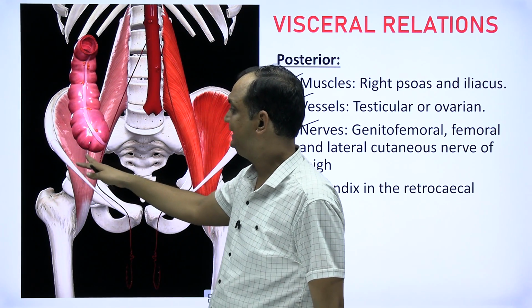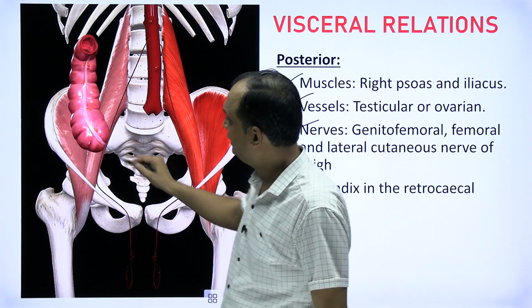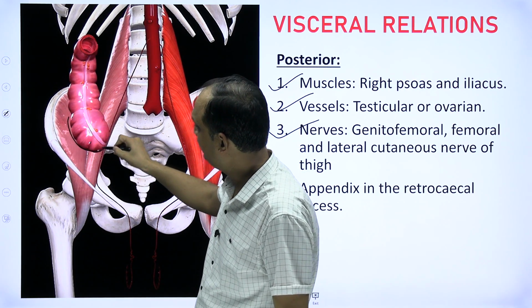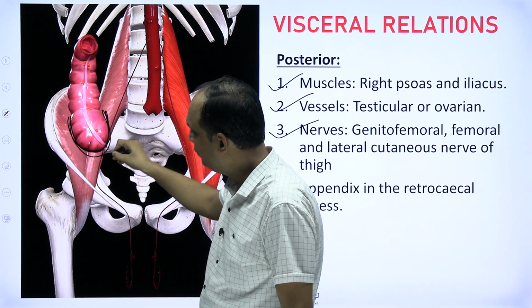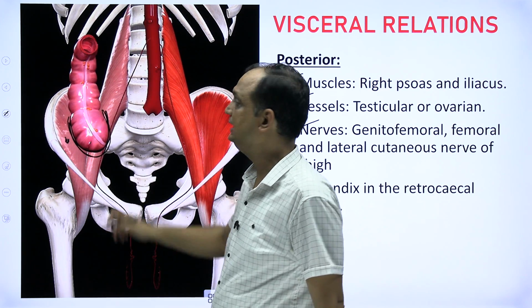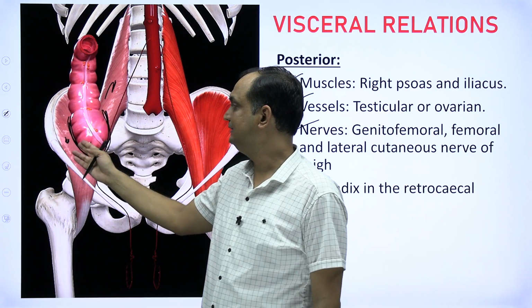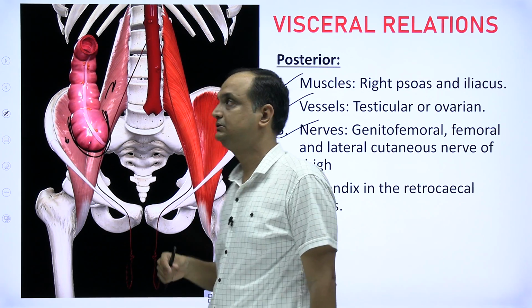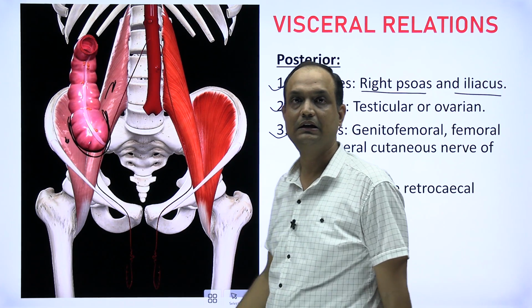Now, we are saying that our cecum lies on the right iliac fossa, it is occupying the right iliac fossa. So this right iliac fossa floor is already formed by these two muscles. This is your iliacus muscle and this is your psoas major. So this is the first relation, muscles. Which are the muscles? Right psoas major and right iliacus.